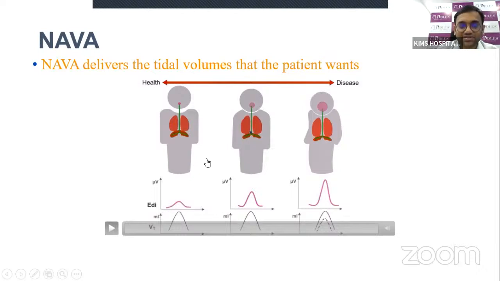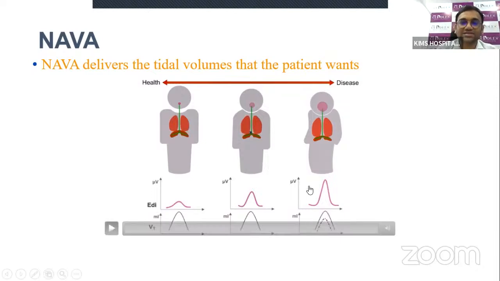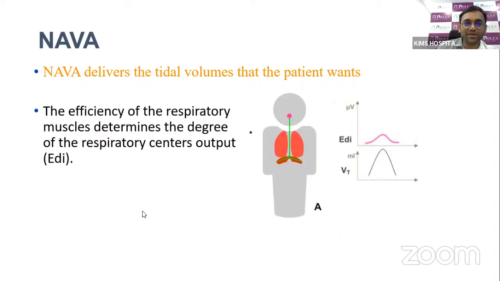As the disease process worsens because the lungs are getting damaged, the patient needs to generate more respiratory effort. As ventilation and oxygenation are not happening, the brain tries to produce more respiratory effort. This can be depicted by a high EDA signal. So based upon this EDA signal, your NAVA ventilation will adjust the assist that is required, and we'll provide the kind of assist that the baby actually needs rather than what we feel. So NAVA actually delivers the tidal volume that the patient wants.